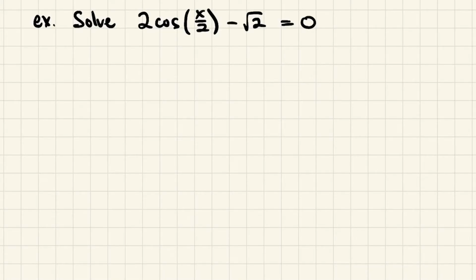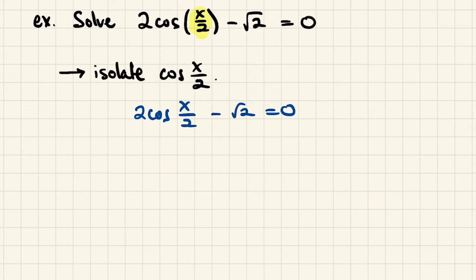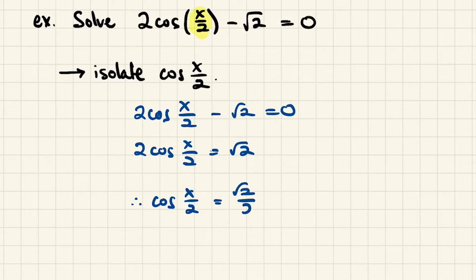All right, in this example, we have cosine of a half angle, but notice there are no other trig functions in here, which means we don't really need to worry about this half angle until the very end. We can just think of this as 2 times cosine of stuff minus rad 2 equals 0. So let's just start by isolating cosine of stuff. All right, so we'll add rad 2 to both sides, and we'll divide both sides by 2. So we have cosine of stuff is rad 2 over 2.